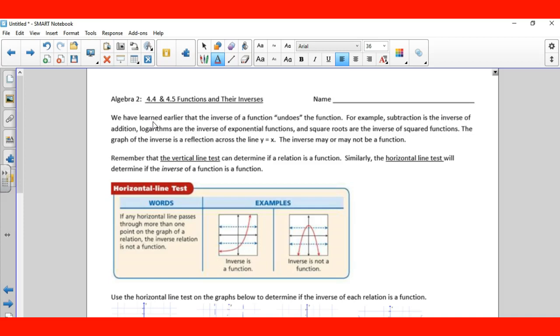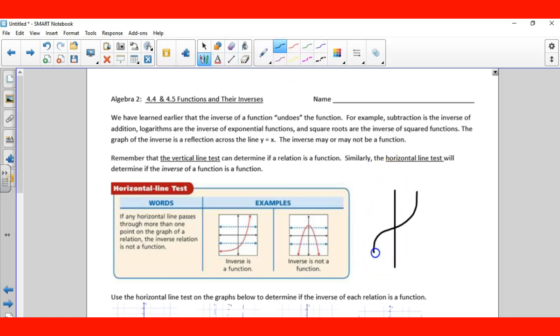So remember the vertical line test. The vertical line is literally just a vertical line. It can determine if a relation is a function. If you have some function and the vertical line touches it one time, like it does right here, and any other vertical line I draw only touches this relation one time, that means it's a function.